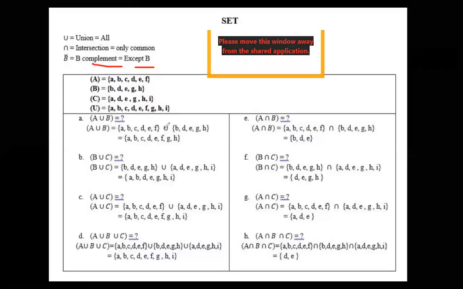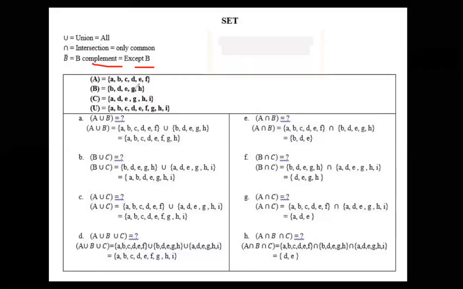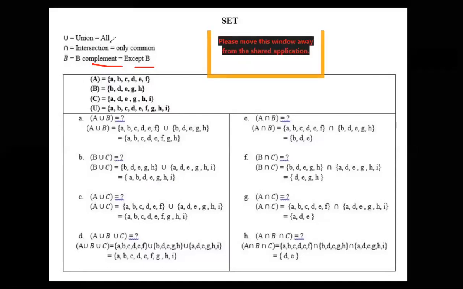There is union, so write down the union sign. And what is the value of B? B means B, D, E, G, H. In case of union we need to write down all the numbers. If there is a common element, just write it down only one time.